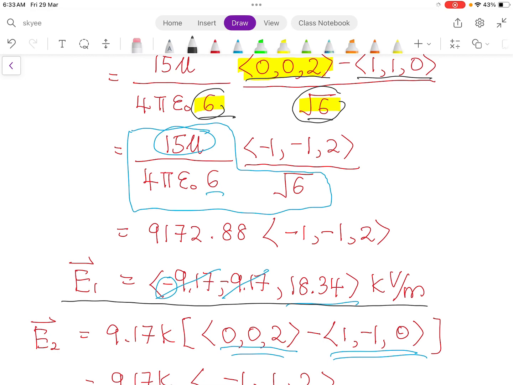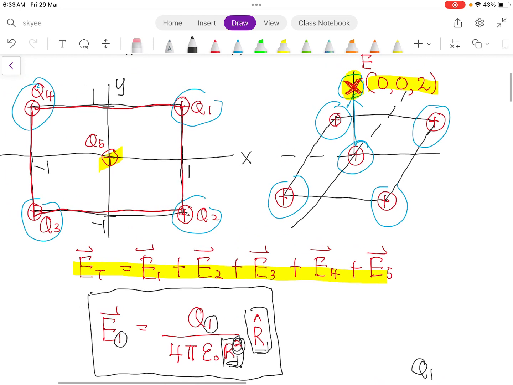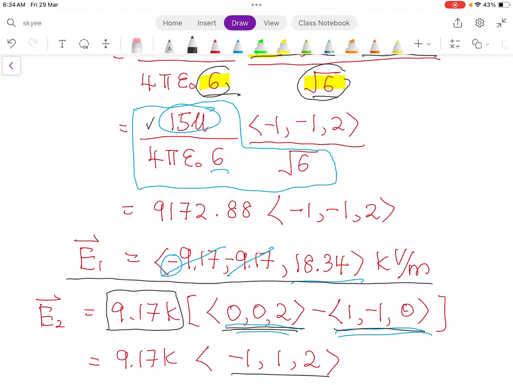Next, we move on to E2. E2 is at the other position, over here. You can see the coordinate is (1, -1) at the position z equals to 0. You can use these positions to find the distance vector, and this is again the observation point. I did not write down the front part because it is the same as E1: the value of the charge, the 4 pi epsilon naught, and the distance are all the same.